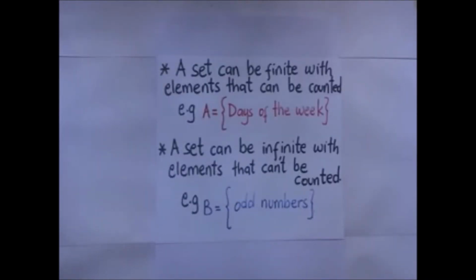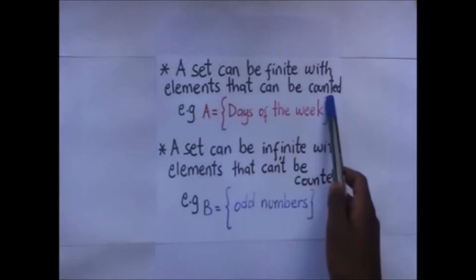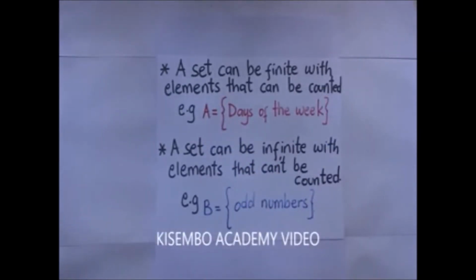We say that a set is a collection of distinct or well-defined objects or elements, and it can be represented by the curly brackets. These are the curly brackets I meant. A set can be defined with elements that can be counted, like a set of days of the week, a set of months of the year, a set of people in a room, or a set of boys that go to school. Those are finite, they can be counted.